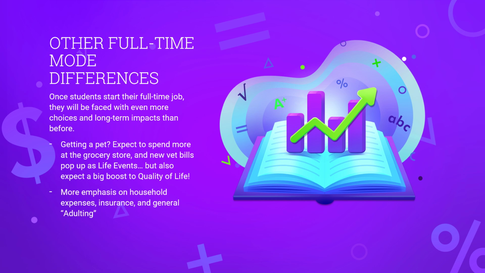Other differences to watch out for and other differences to highlight to your class is that when they're in full-time mode, they're going to be faced with even more challenges with even bigger impacts. Soon after they get a full-time job, they're going to have an opportunity to get a cat or a dog. If they get a pet, they're going to get a bunch of new bills. Their grocery store bill is going to go up a little bit to cover the pet expenses, and they're also going to have the opportunity to get vet bills as part of their life events. But because they have a pet, they also get a big boost to their quality of life, so there are costs and benefits of each option.